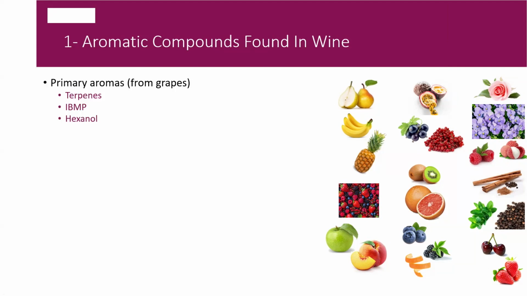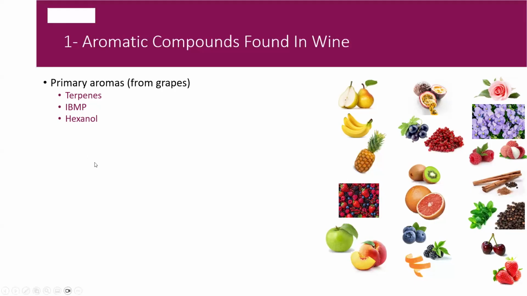First, we have the primary aromas, so the volatile compounds that are present in the grapes that we can already smell. Among them, we have the terpenes. We'll talk about them later. Terpenes usually have floral aromas like rose, lavender, orange blossom, lychee, but also spicy aromas and fruity aromas.